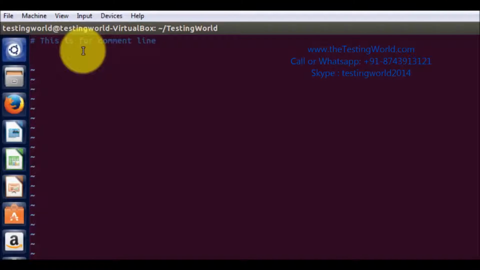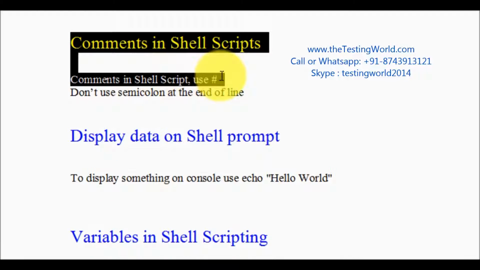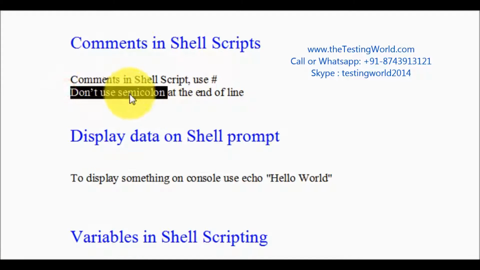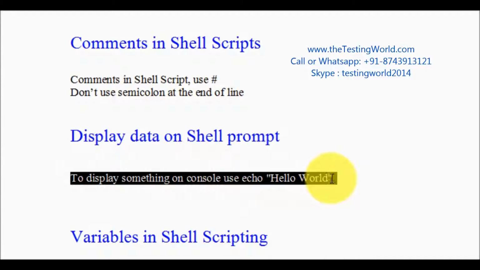To display something on the console we can use echo. So echo, this is basics of shell scripting. So we have seen how we can create comments. Apart from it, it is not required to use a semicolon at the end of the line, which is a part of C, C++ and Java. So we need not write a semicolon at the end of the line. To display something on the console, we use the echo command.